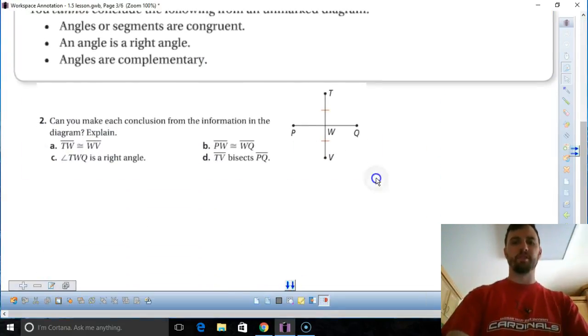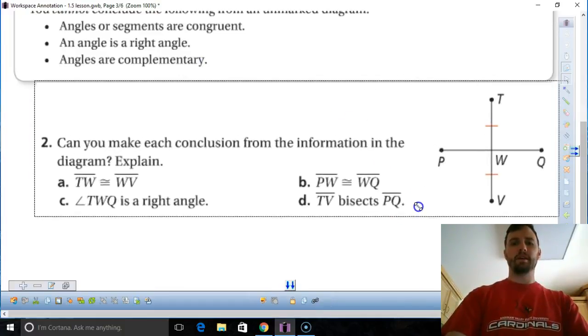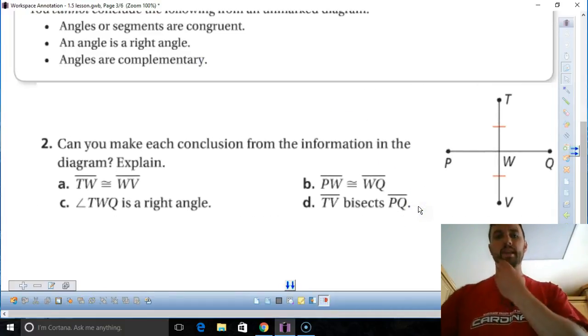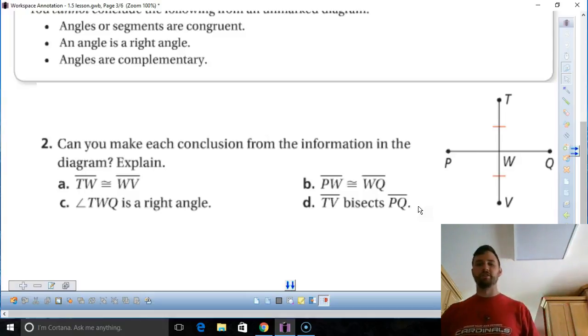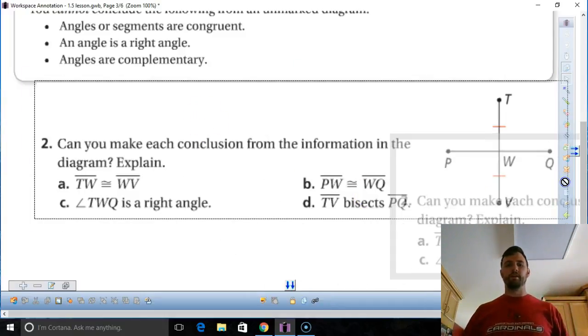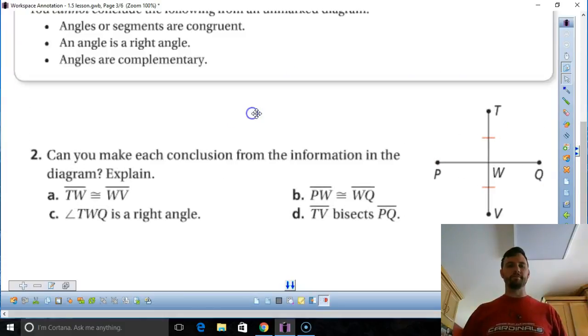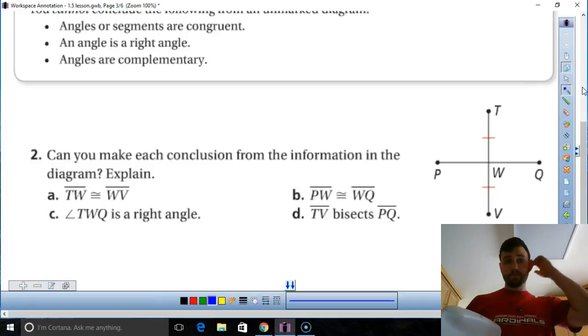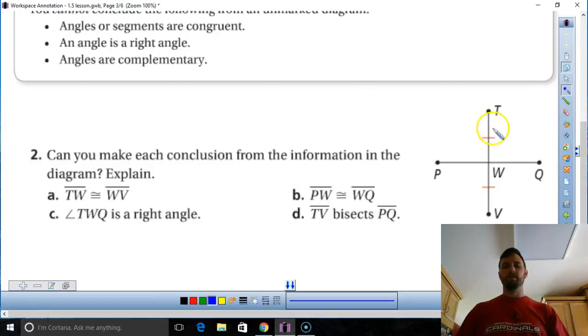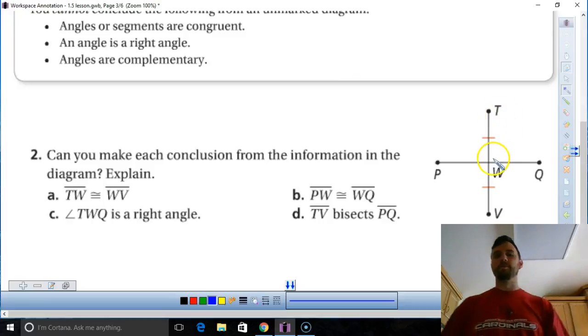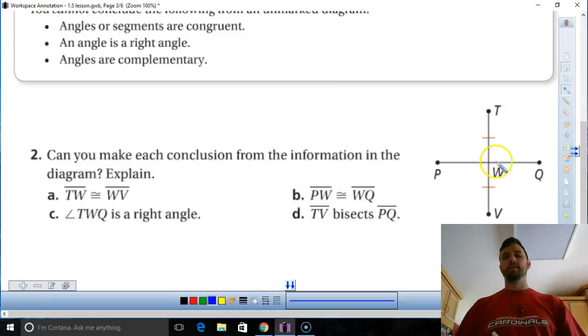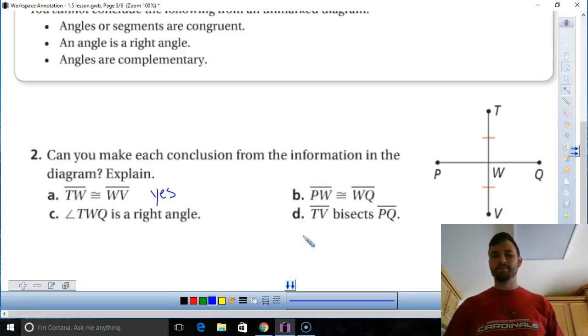So let's take a look at this picture of my graph. Can we draw conclusions based on the information given to us? TW equals WB. Well, if I look over here, TW, there's a line there, and WB, there's a little dash there. So, yes. Why? Because they're marked. So, yeah, they are.